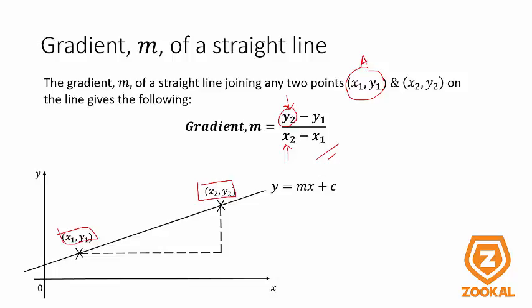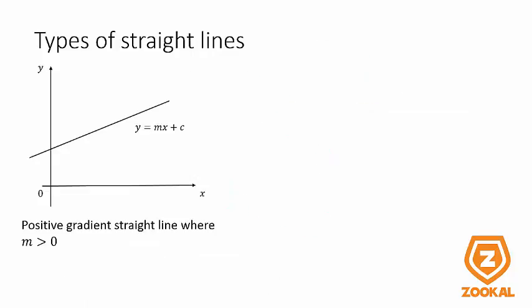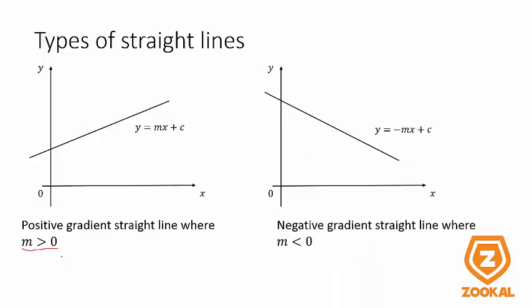The gradient itself will tell you what kind of straight line you will get. This straight line has a positive gradient. In the following slides, I will show you a negative gradient, a gradient of 0, and an undefined gradient. The first one is the positive straight line, where m is more than 0. You must remember which way it slants. The next one is a negative gradient line, where m is less than 0. It slants in the other direction.